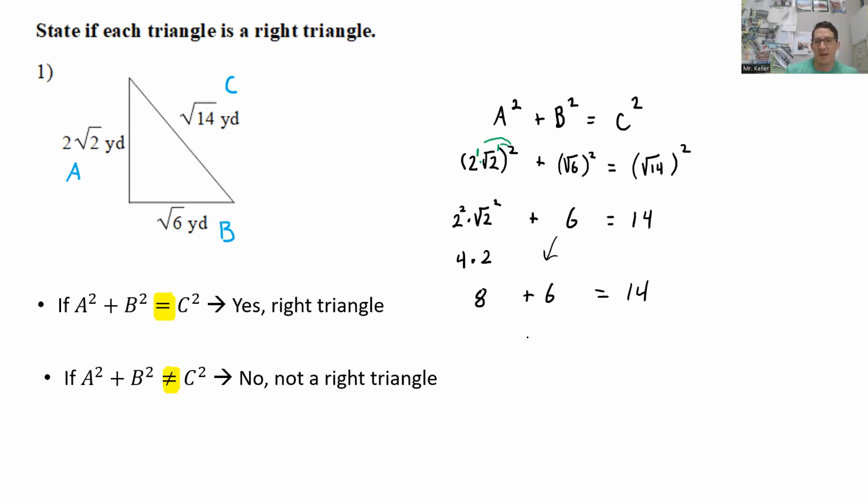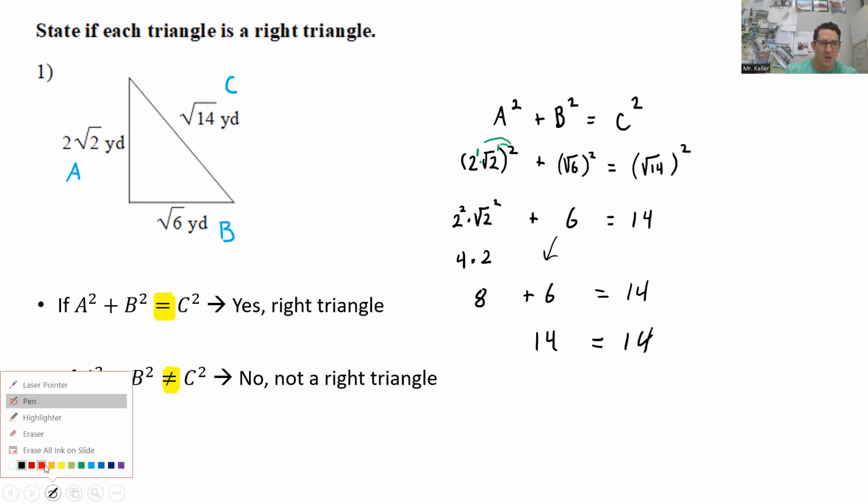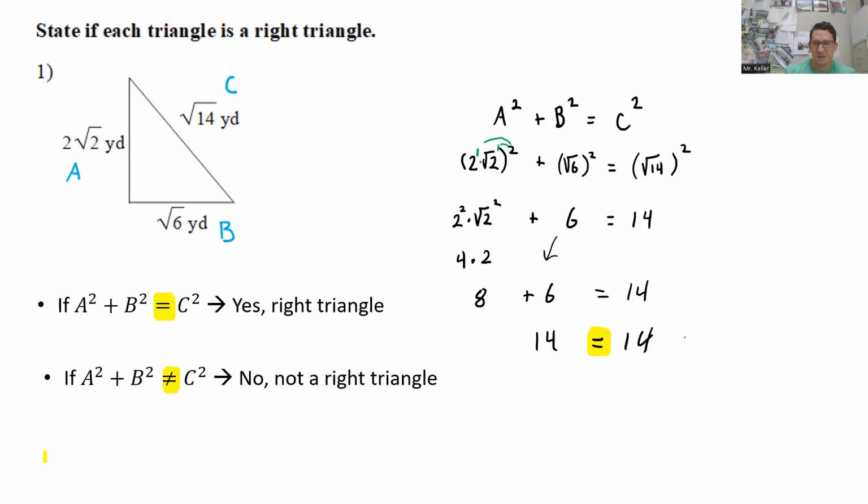So here we go. We get 8 plus 6 is 14, and that is in fact equal to 14, right? So what that means is, yes, check, right triangle.